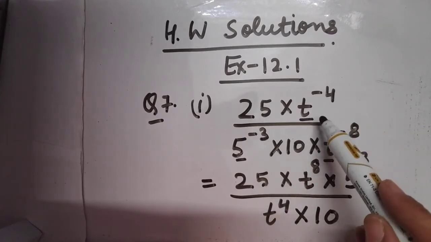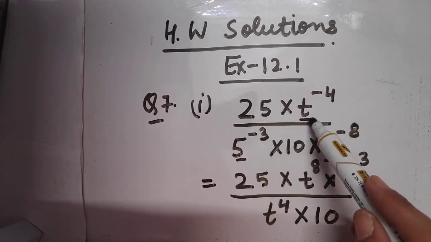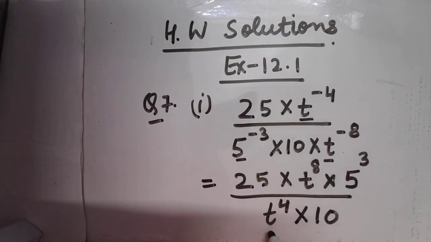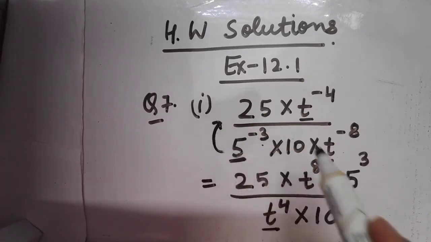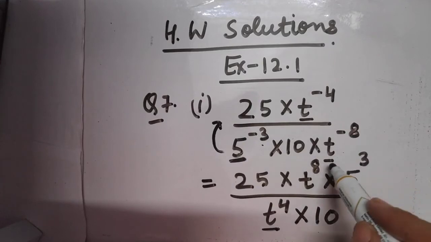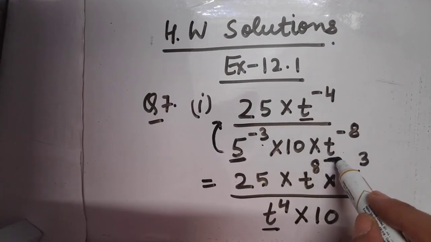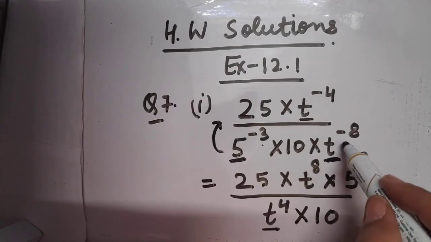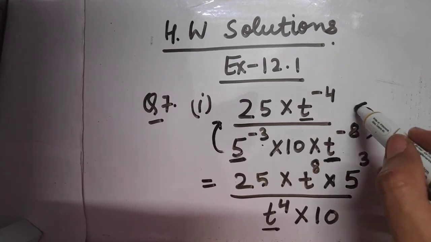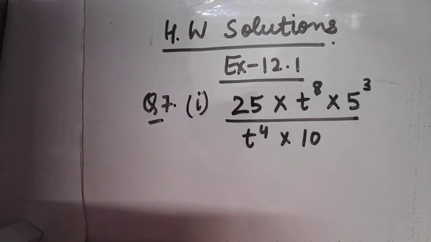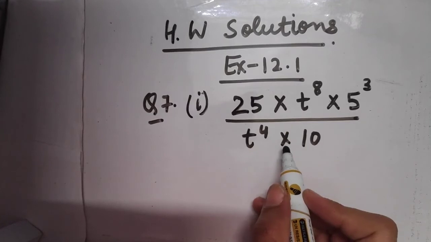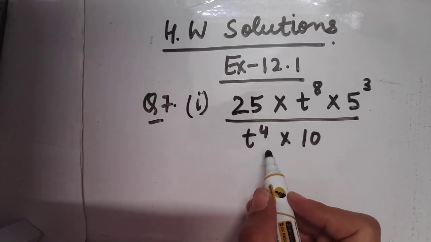What I have done here, the exponent of 10 is negative. So to make it positive, I have shifted it in the denominator. Here it is already in the denominator and the exponent is negative. So I have shifted it in the numerator and the exponent will be positive. Same is the case with 10 raised to the power minus 8. As the exponent is negative, to make it positive, I have shifted it in the numerator. This was the step which we have done in the previous slide.